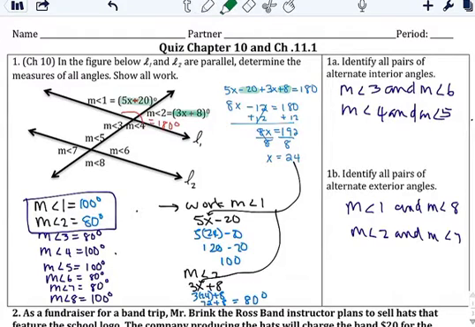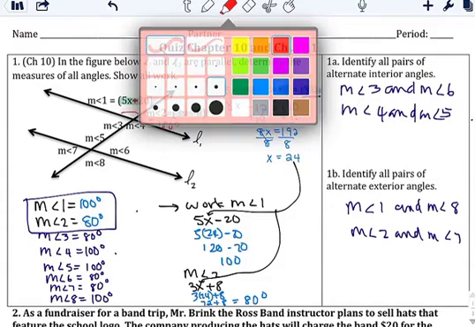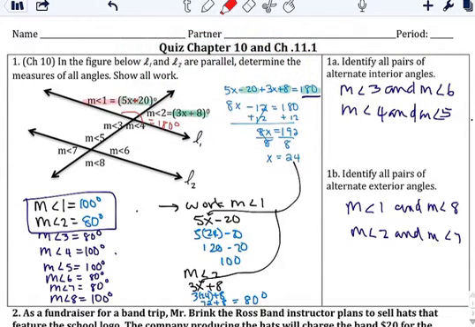Number one, a lot of you missed it. You should have made it equal to 180. Okay, that's important. Then combine all the like terms, then add, divide, you get 24. Then to find the measurement of angle 1, you take that number and substitute it in and solve and get 100. That's how we got angle 1 is 100.